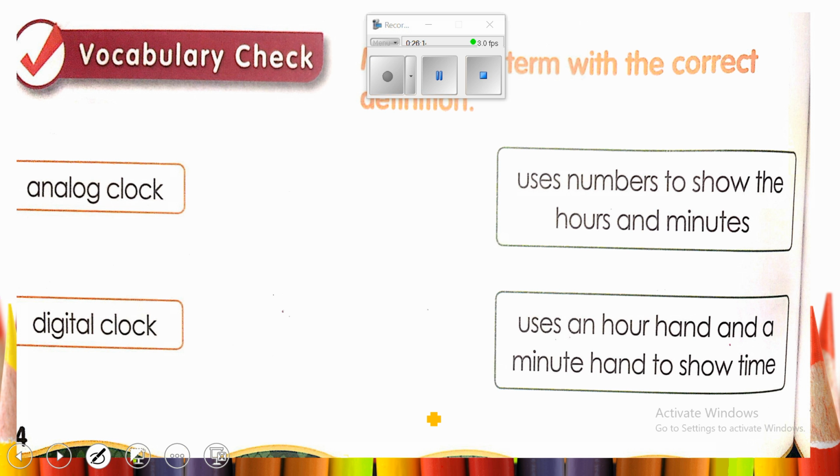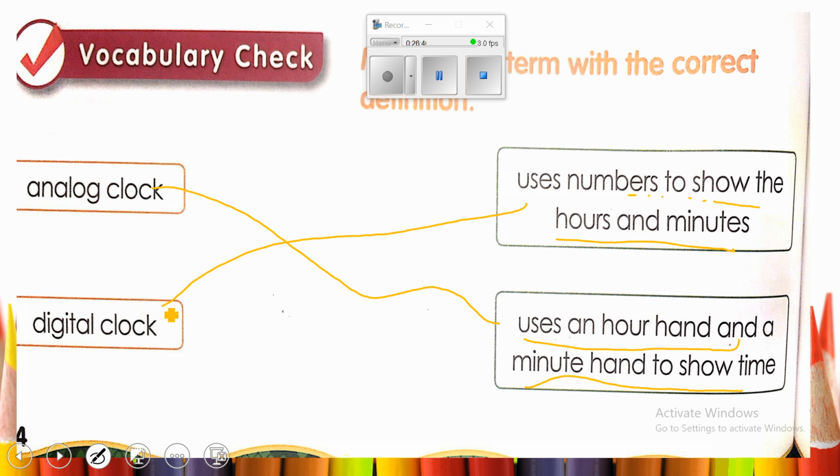Now we have to match. Here it is. Use numbers to show the hours and minutes. Use an hour hand and minute hand to show time. Yes. Which clock has hands? Analog or digital? Perfect. It's analog. And for sure, the other one will be digital.